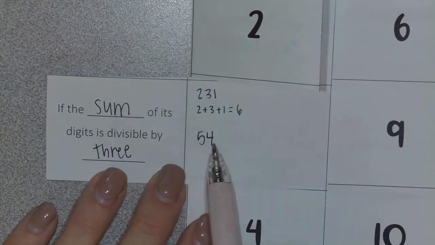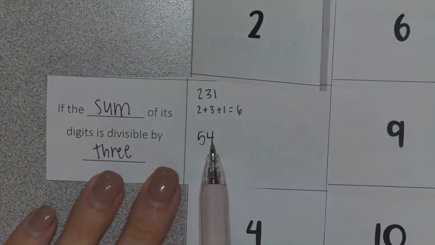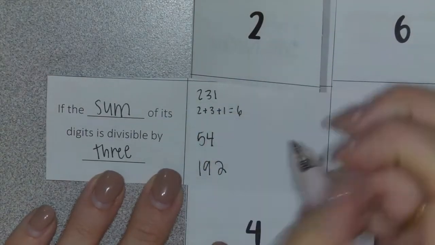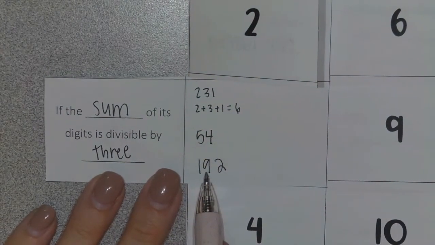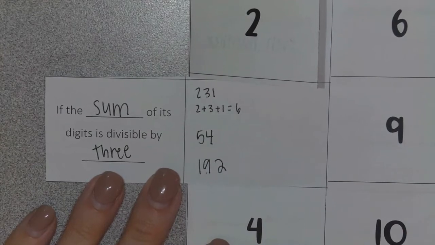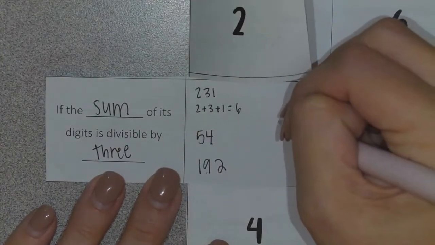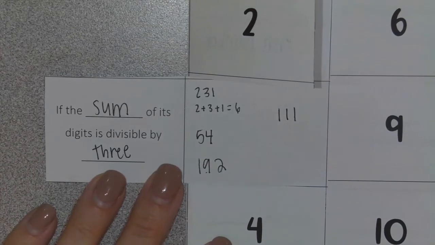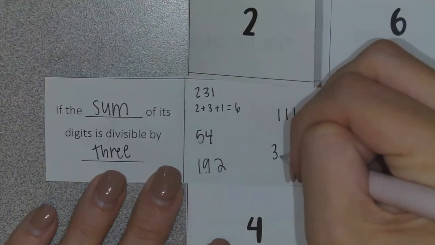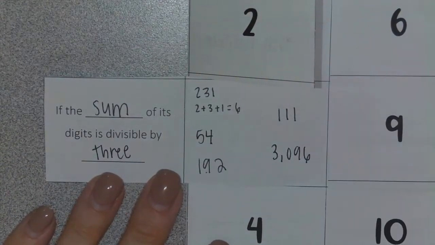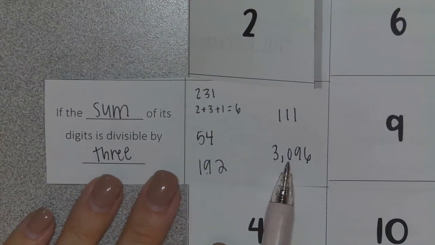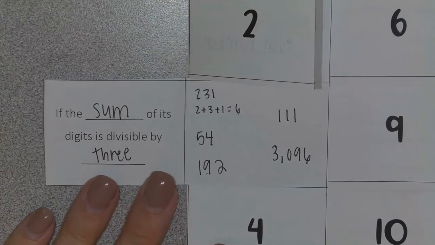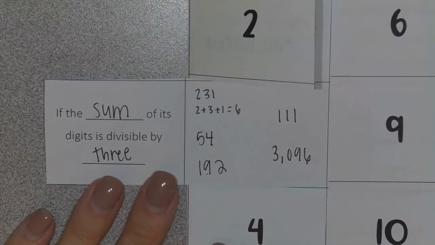54 would also work. 5 plus 4 gives me 9, and 9 is divisible by 3. 192 would be another one. 1 plus 9 gives me 10, plus 2 more gives me 12, and 12 is divisible by 3. The number 111: 1 plus 1 plus 1 is 3, and 3 is divisible by 3. The number 3096 is also divisible by 3. 3 plus 0 is 3, plus 9 is 12, plus 6 is 18, and 18 is also divisible by 3.